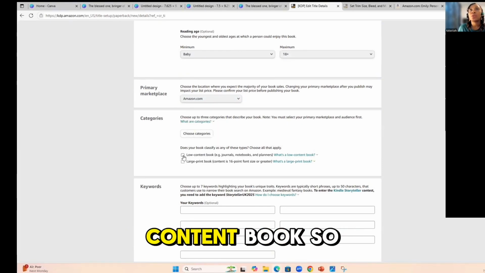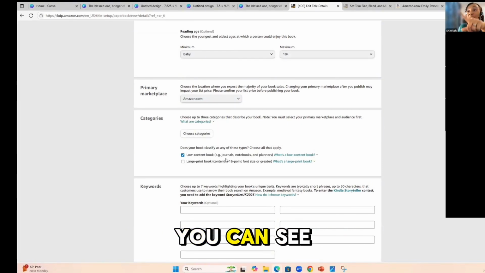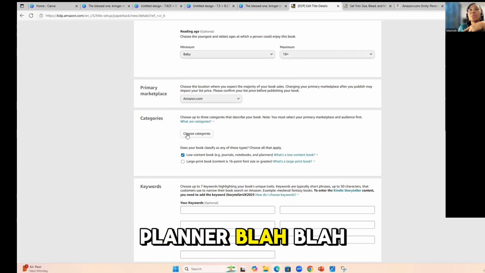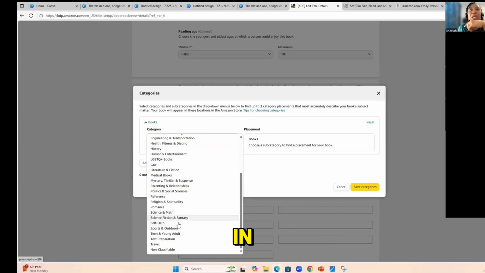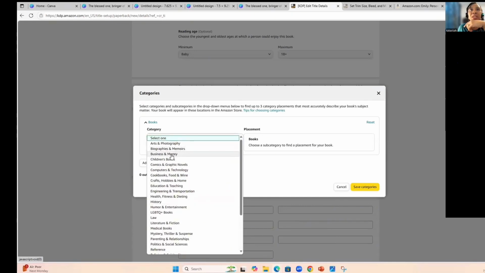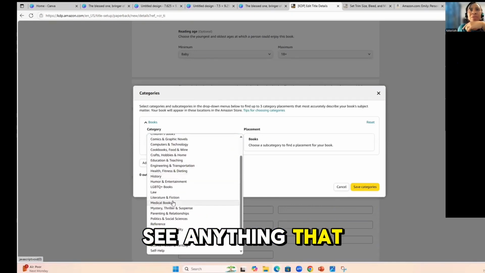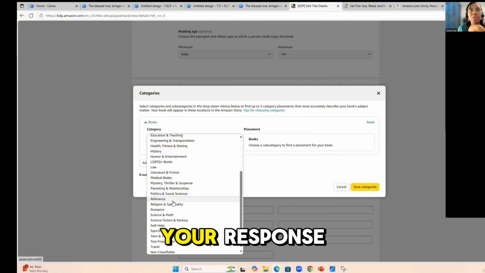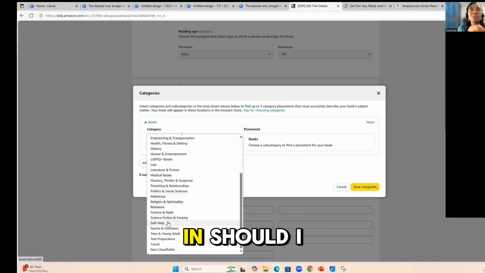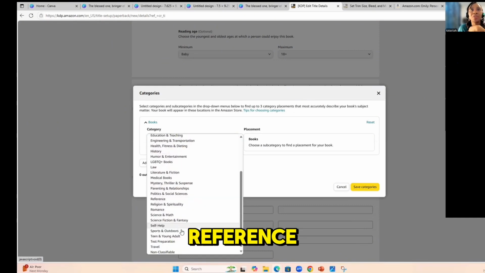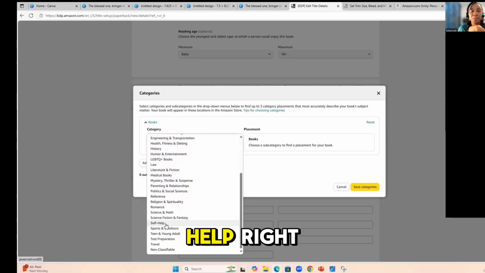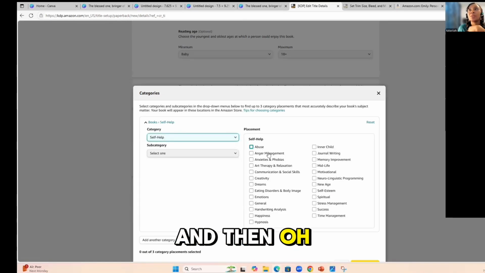My book is a journal, it's a low content book. So I'm going to put low content, but you can see it has given us options: journal, notebooks, planner, and so on. And then you can go ahead and still select more. So where does the book fall in? You can help me if you see anything that relates, just type it and I will see your response. Should I put self-help, or what can I put? Teaching, education, reference. Let me just put self-help, right? And then, oh no, I don't like self-help.